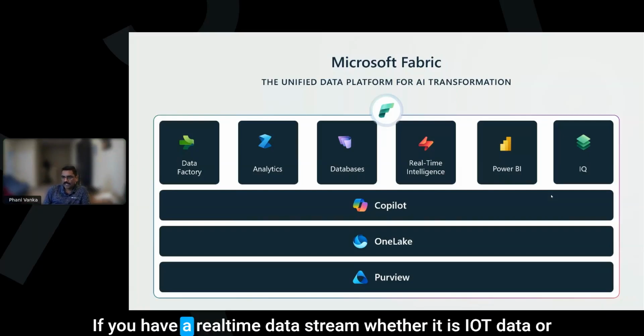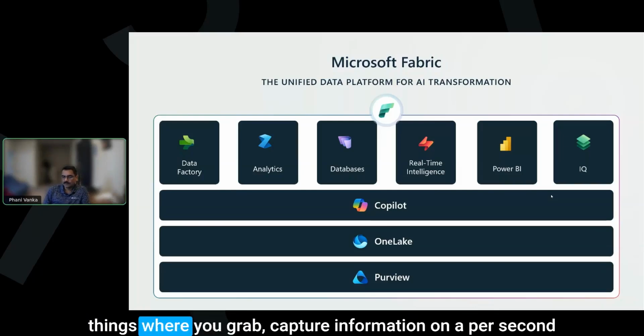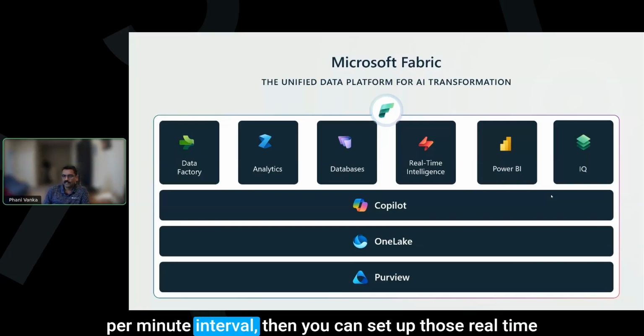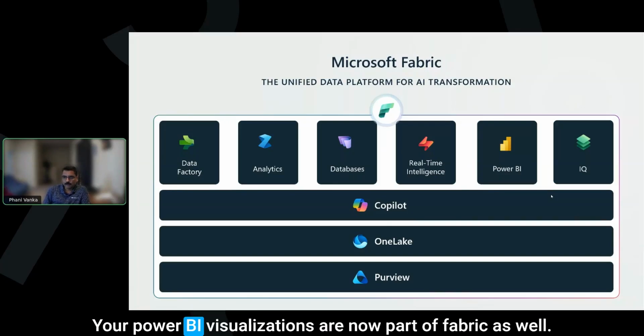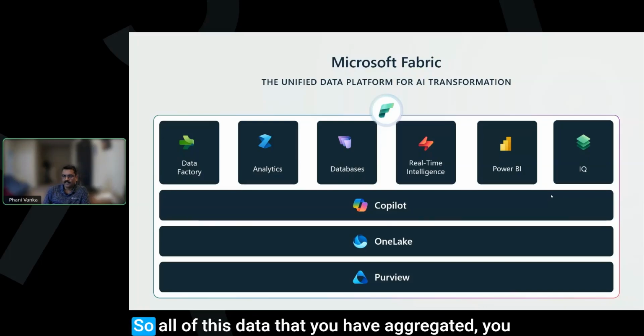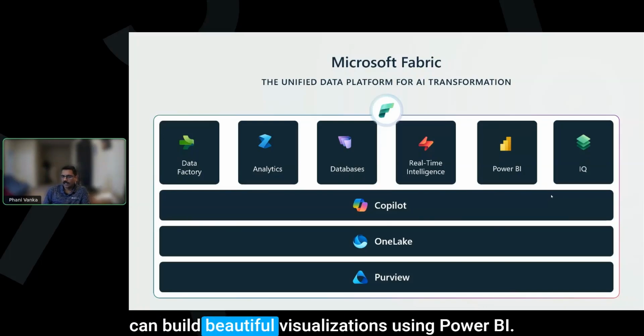If you have a real-time data stream, whether it is IoT data or things where you capture information on a per second, per minute interval, then you can set up those real-time pipelines to get active insights in real time for your data. Your Power BI visualizations are now part of Fabric as well. So all of this data that you have aggregated, you can build beautiful visualizations using Power BI.